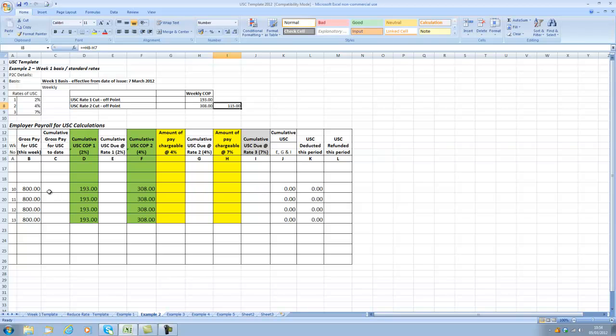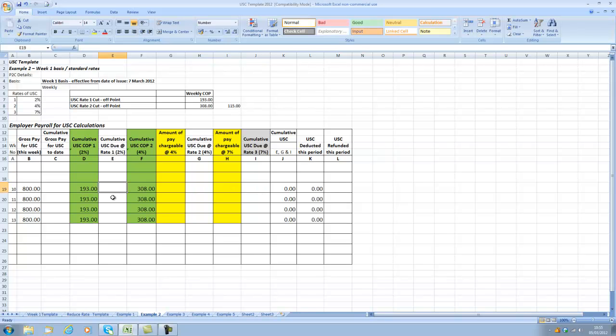So before we start, just looking at this example, because the gross pay of €800 is in excess of 308, we know straight away that a portion of this gross pay will be liable to the 7% charge.